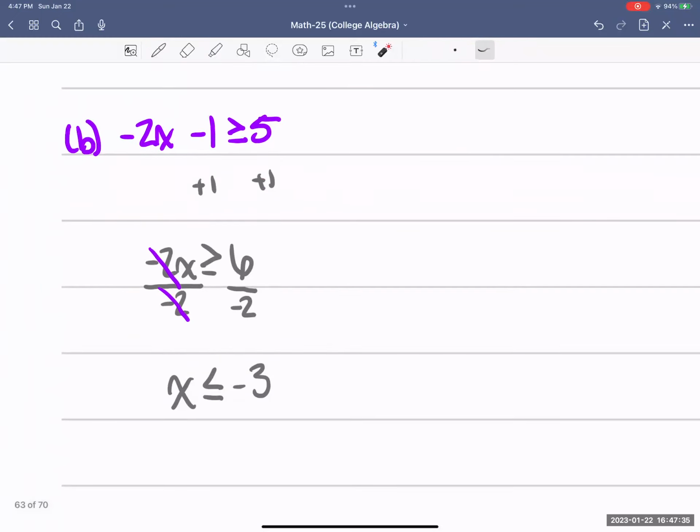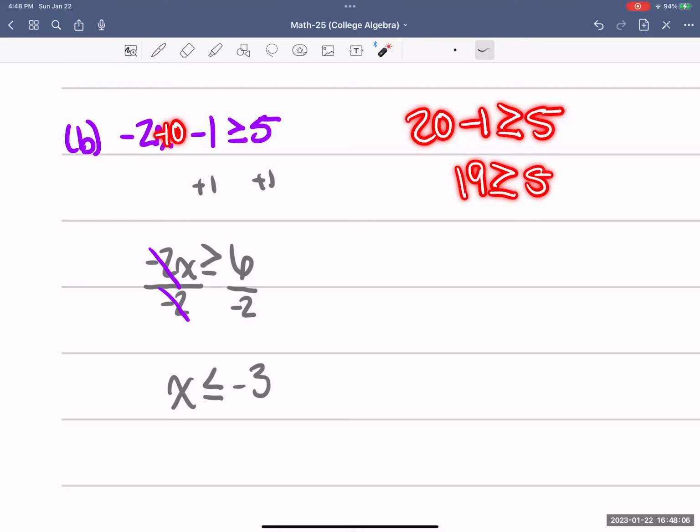Now, just in case you're not 100% confident with what you have here, let's throw numbers in here. So x less than or equal to negative 3. Let's throw a random number in here. Let's say negative 10. Negative 10 is less than or equal to negative 3. If we plug in a negative 10 here, negative 2 times negative 10 is going to be a positive 20. Minus 1 is greater than or equal to 5. 19 greater than or equal to 5.